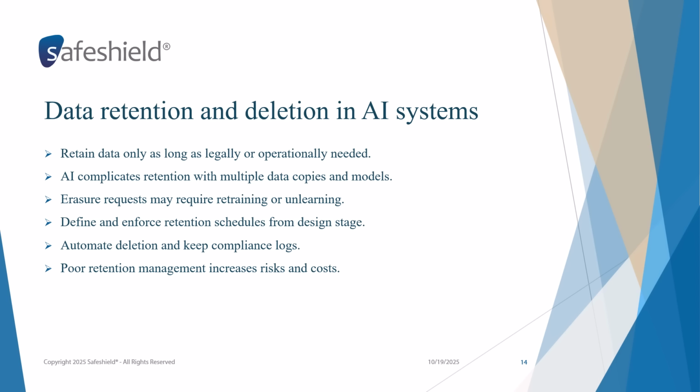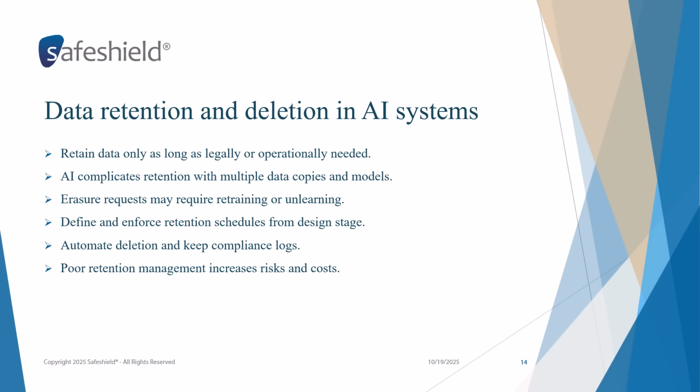One of the most overlooked aspects of privacy compliance is how long personal data is retained in AI systems. Data retention and deletion policies are essential to ensure compliance with privacy laws and to minimize unnecessary risk. Retention should be based on a clear legal or business need. For instance, customer data used for billing may need to be retained for a fixed number of years under financial regulations. Beyond that period, keeping the data serves no legitimate purpose and only increases exposure to breaches.